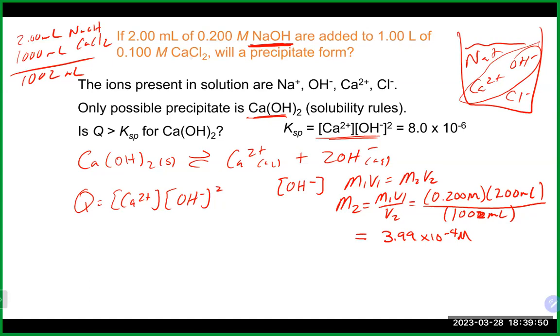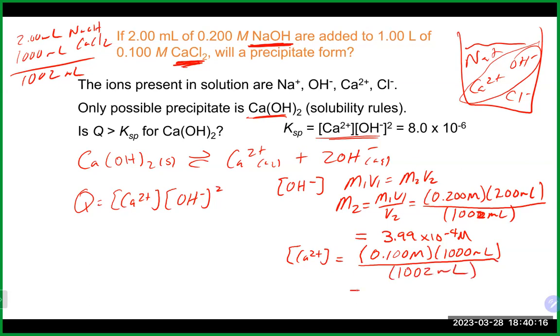The source of calcium is going to come from calcium chloride. So we pretty much need to do the same calculation to get the proper concentration of calcium. Calcium would then be the concentration of calcium, in this case, 0.1 molar. We're going to use 1,000 milliliters of it. And once again, our total volume when everybody's mixed together is 1,002 milliliters. That will give us a concentration for calcium of 0.1 times 1,000 divided by 1,002. Going to give us 9.98 times 10 to the minus 2 molar.